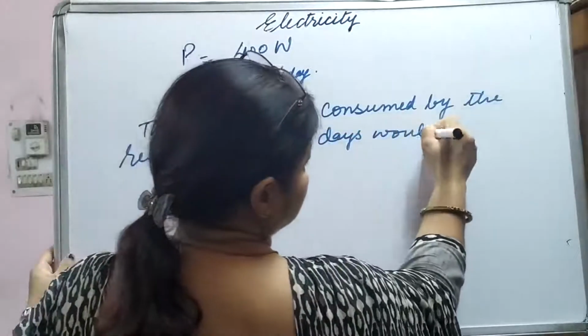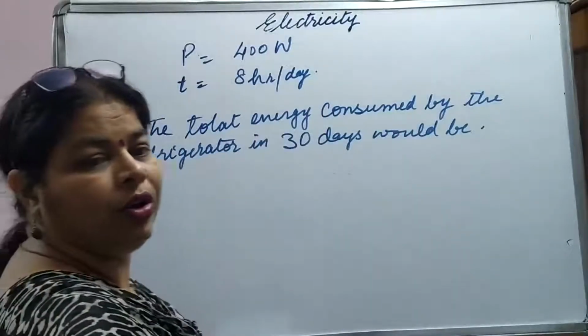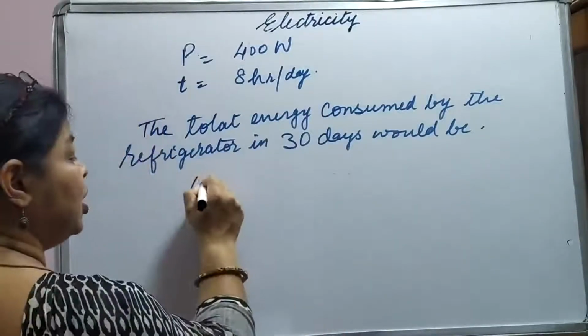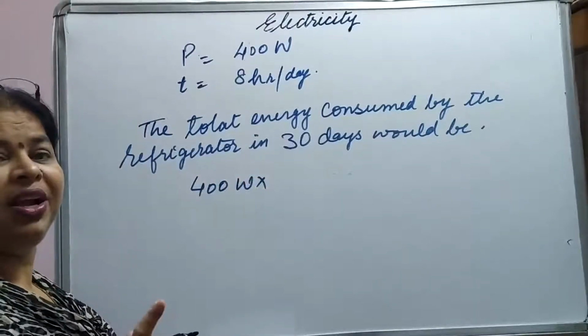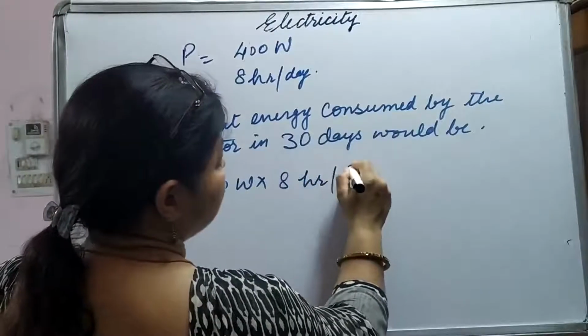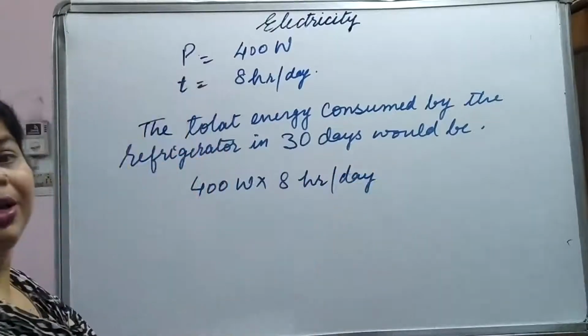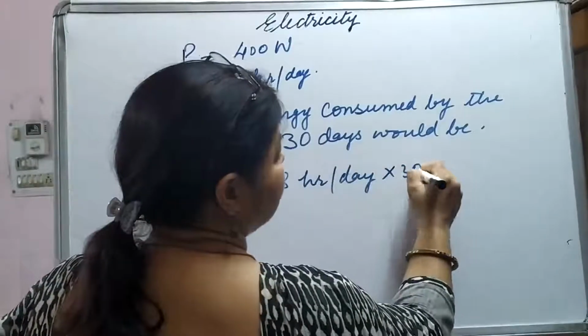Would be what it is going to be like. We are going to discuss about 400 watt into how many hours per day? 8 hours per day. Okay, so per day means for how many days? Into 30 days.